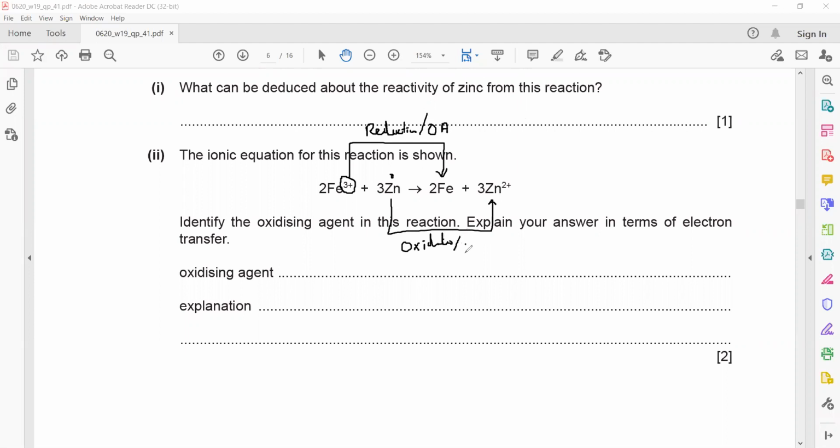And what is the reason? Basically the definition of oxidizing agent and reduction is the same, because it gains electrons. So when a substance gains electrons, we call it reduction, or that substance is known as the oxidizing agent. So the definition of reduction is the same as that of an oxidizing agent.